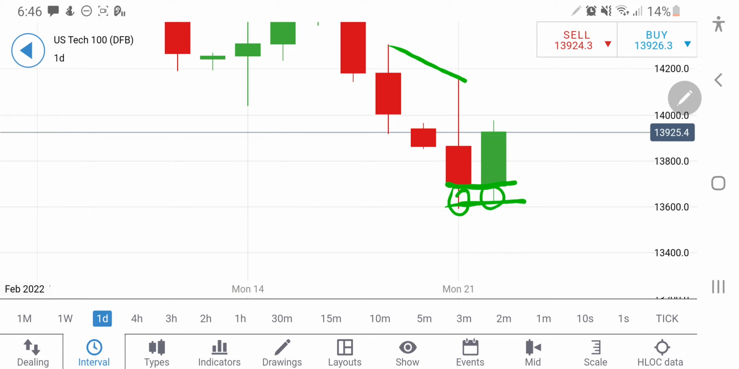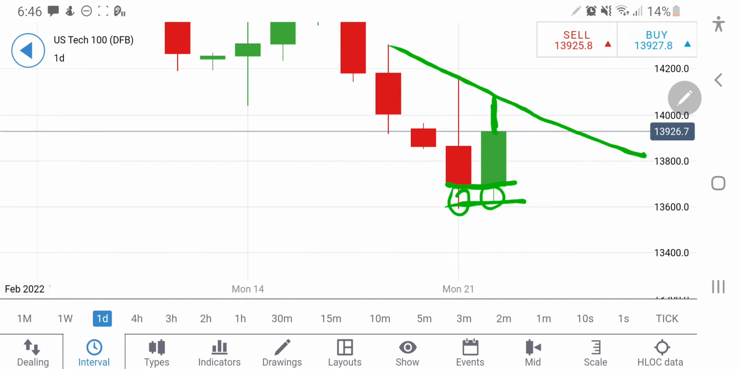Where it can get some resistance on the daily charts, it could get a resistance at 14,100 level. So in fact, it can try to achieve 14,100 also. That is also very much possible. So probable trading zone between 13,800 to 14,100 levels can be expected on Nasdaq 100. But let's have a look at the indicators here.